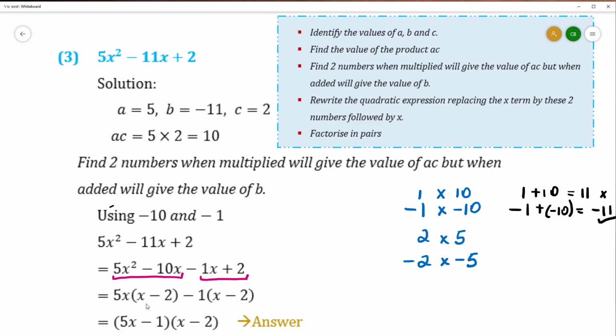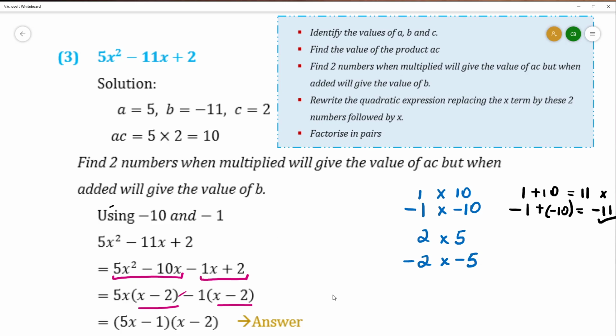So now that we have both brackets being the same, then we could factorize one step further to get our final answer. So if we factorize the x minus 2, then from the first term we'll have 5x, from the second term we'll have minus 1 in one bracket, and then the x minus 2 in the other bracket. And just as our previous question, we could rewrite our two factors on the side, expand the brackets, and see if you get back the same expression, 5x squared minus 11x plus 2, so that you'll know it is correct.